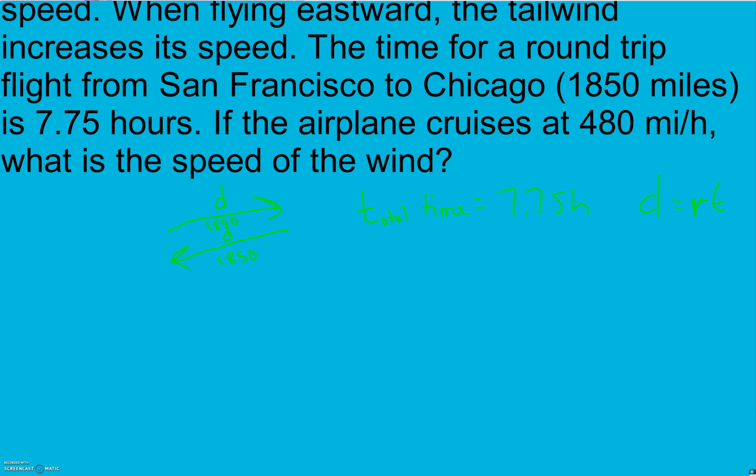So since the thing that we have the total of is time, I'm going to go ahead and solve this equation for time by dividing by r. Because we have the total time. So we're going to take our distance one way, divided by our rate, plus our distance back, divided by our rate, equals our total time. Again, distance divided by rate equals time.